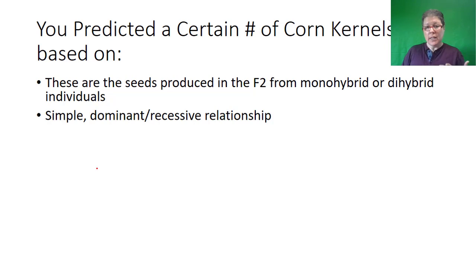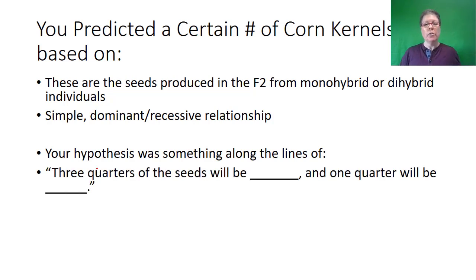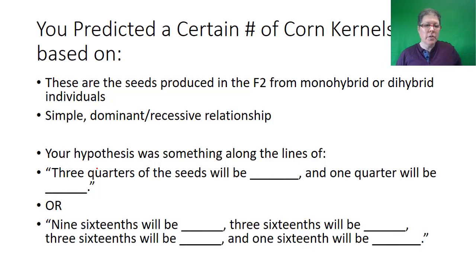We are basing this on a simple dominant recessive relationship. Your hypothesis would be something along the lines of 3/4 of the seeds will be one color or one shape, and 1/4 will be the other color or the other shape. So this is all based on the phenotype. Or if we're talking about the dihybrid cross, 9/16 will be, 3/16 will be, 3/16 will be, and 1/16 will be. And the way I think about this is, so remember, this one is based on monohybrid cross.